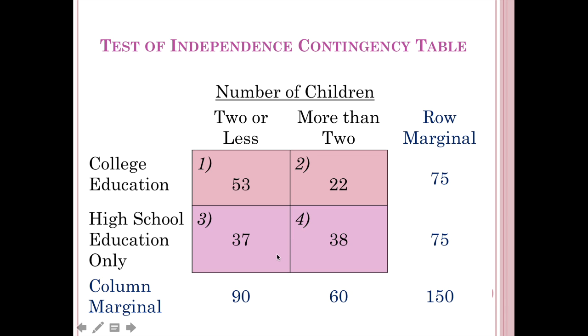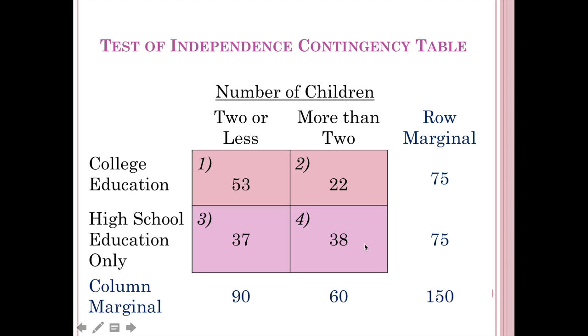So down here is the high school education only, right? So if you only have a high school education and you only have 0, 1, or 2 children, you can be in this cell number 3. Okay? But if you have a high school education and you have more than 2 kids, then you'd be in this cell. Okay, so you can only qualify to be in one cell. You can't say, I'm college educated and I have 2 or less kids, and I'm high school educated only and I have more than 2 kids. No, you got to pick one cell.